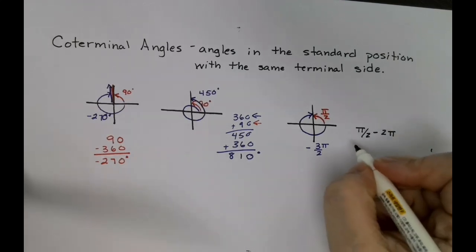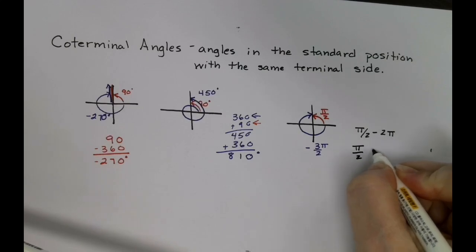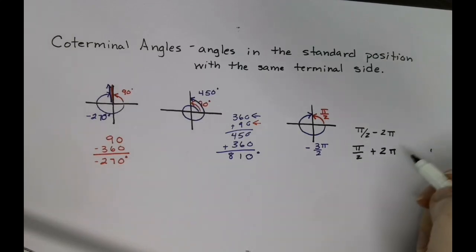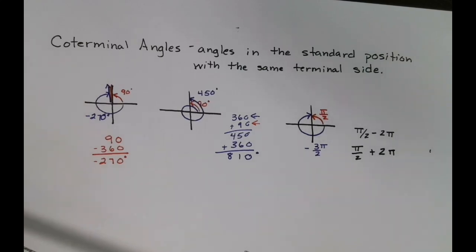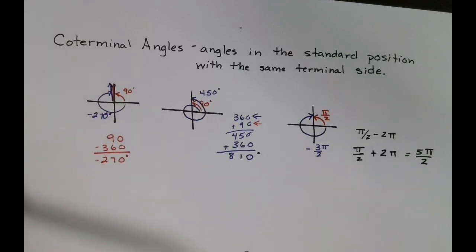The same would be true if we wanted to find the positive one as well. We would start with our pi over 2 and add to it a full circle, which is 2 pi. So now that we've got that set up, we add 2 pi to pi over 2, which would then give us our lovely fraction here of 5 pi over 2. So 5 pi over 2 would also be coterminal with pi over 2 and also with negative 3 pi over 2.